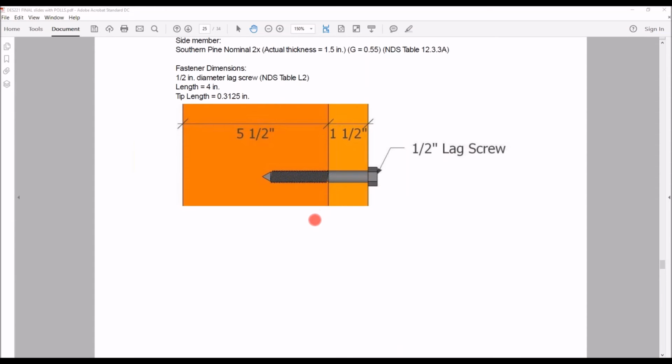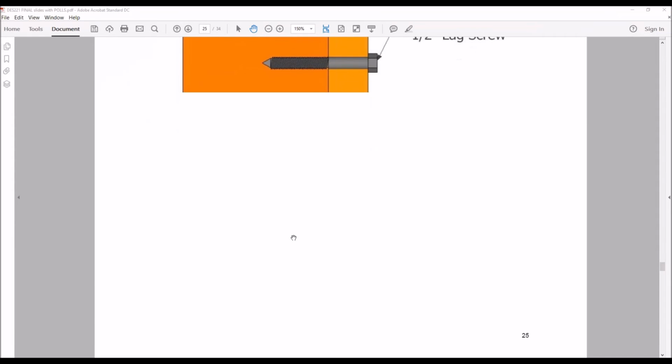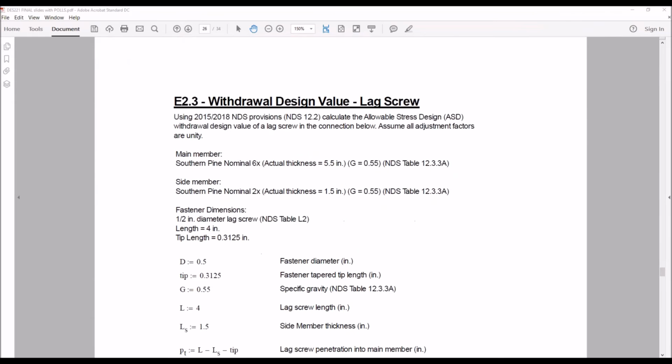Okay, so the main member penetration is calculated as the total length minus this side member thickness minus this tapered tip length. So that's an important thing that we want to note for lag screws, that we neglect this tapered tip for withdrawal.